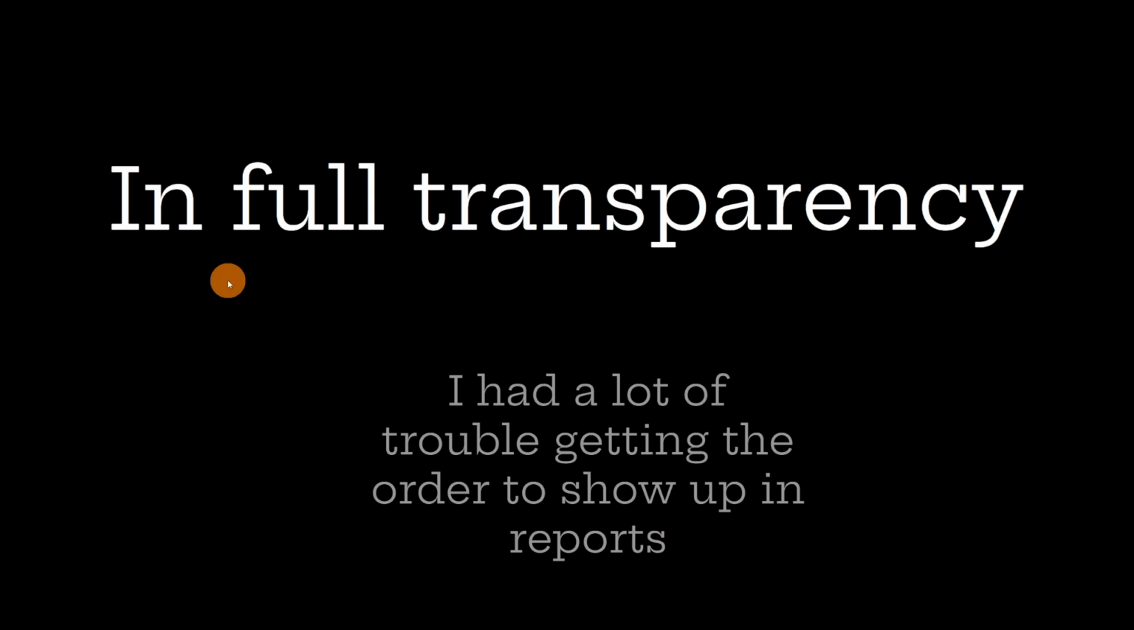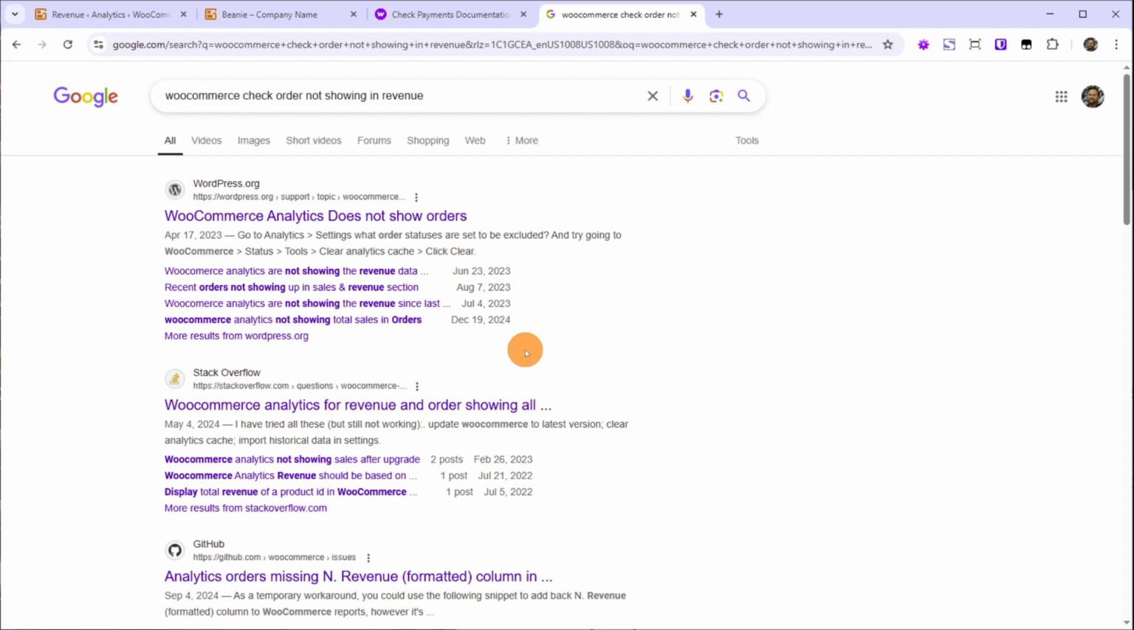In full transparency, I do want to let you know that I had a lot of trouble getting that order to show up in the reports. When you Google, check order not showing in the revenue, there's a couple different things that could be involved. One thing is you may need to clear the analytics cache. Another thing is rebuilding the orders. And you know what I think it was for me? I'm not 100% sure, but I think it was a time zone issue. I ordered the product late at night, but the store may have been in a different time zone, so it may have been counting the order to actually tomorrow, not today. But anyways, I just wanted to give you a heads up that I did run into an issue with it showing in the revenue reports.